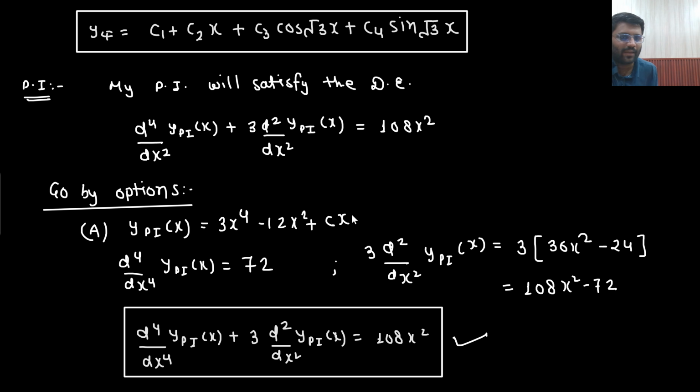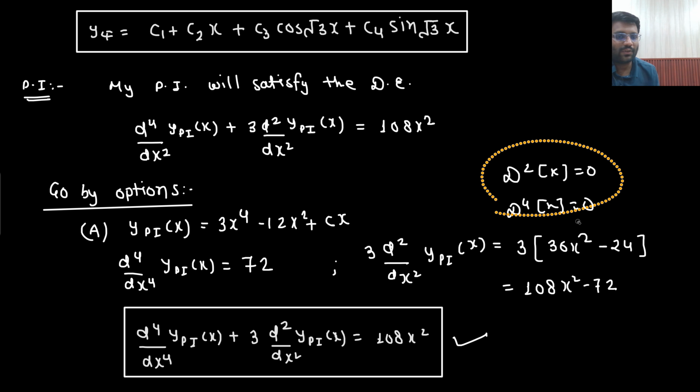It will be differentiated 4 times, this will be gone. Then this will be differentiated 2 times, this will be gone only. Because if you differentiate x 2 times, what will be the answer? 0. If you differentiate x 4 times, what will be the answer? 0. So this x will not even matter. So here cx will also do the job.